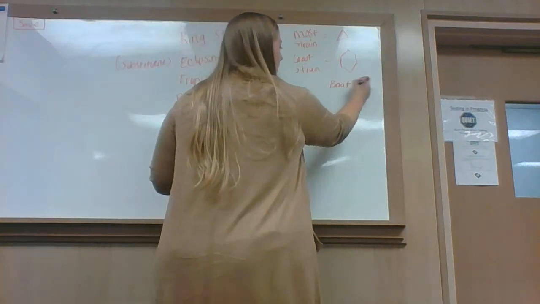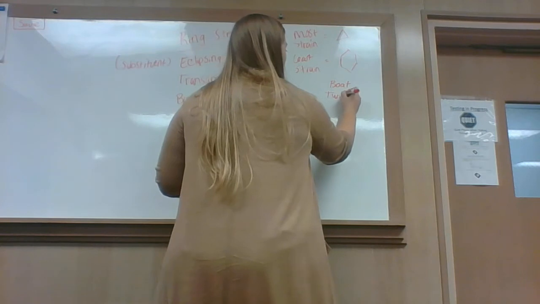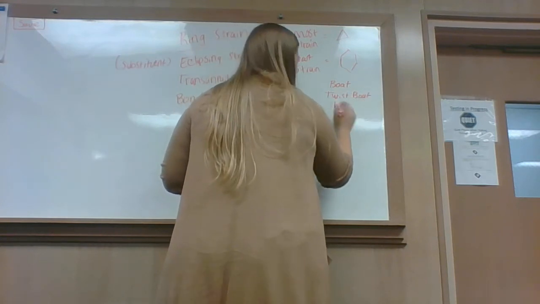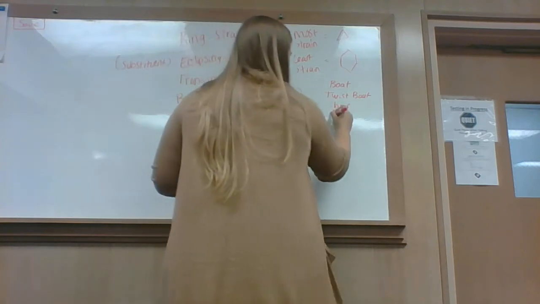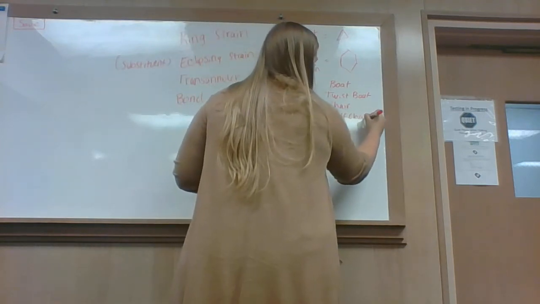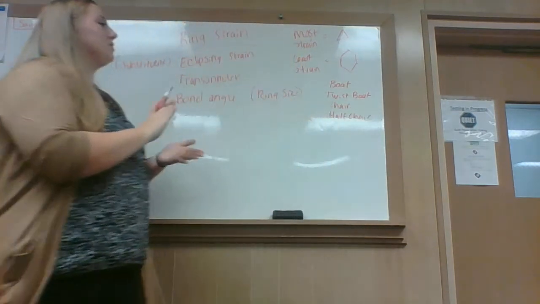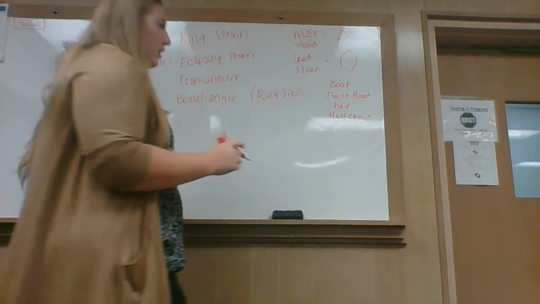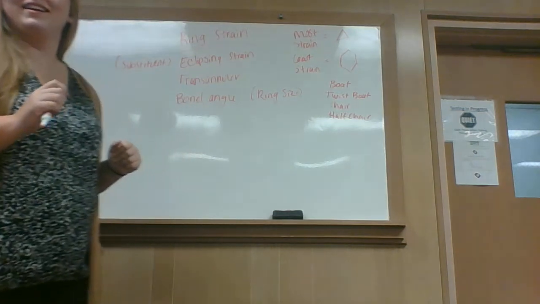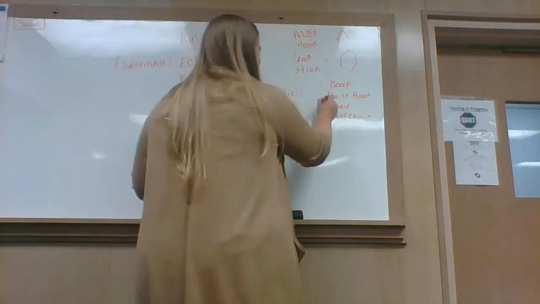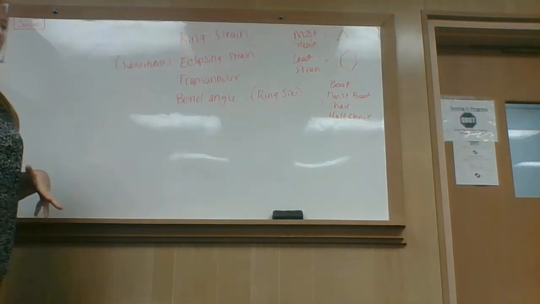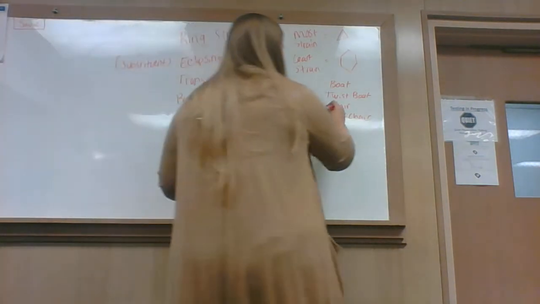So is it like twist boat, chair, half chair, half boat? No, there's only 4. So boat, twist boat, chair, half chair. Okay, which one of these is the most stable? Chair. So close, so close. Okay, which one is the least stable? Half chair. Okay.